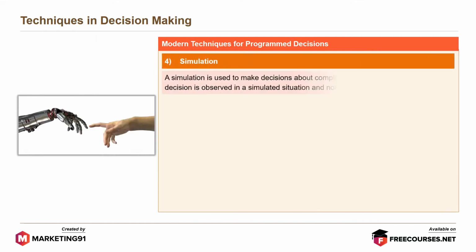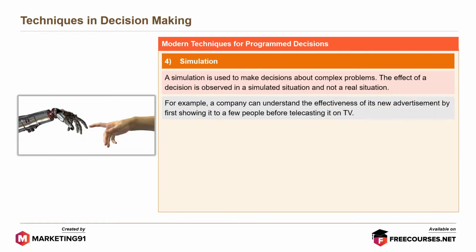Simulation. A simulation is used to make decisions about complex problems. The effect of a decision is observed in a simulated situation and not a real situation. For example, a company can understand the effectiveness of its new advertisement by first showing it to a few people before telecasting it on TV.